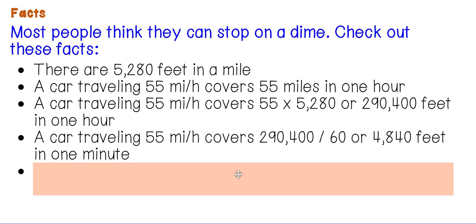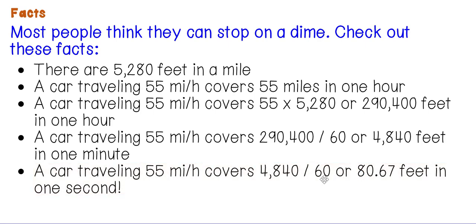And let's break it down even further. How many feet is it going to go in 1 second? So there's 60 seconds in a minute. So we're going to take this 4,840 feet and divide it by 60. So in 1 second, a car that is traveling 55 miles an hour goes 80.67, or approximately 81 feet.